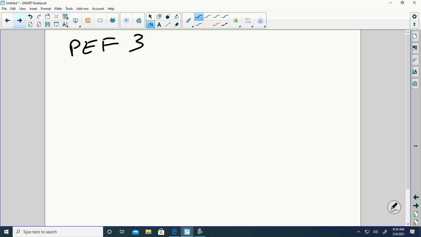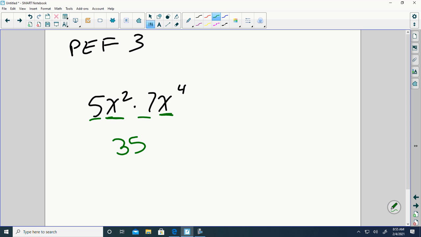So multiplication, distribute. Distribute is a form of multiplication. The first problem I gave you is 5x squared times 7x to the 4th. So now we're no longer adding and subtracting these. I'm going to multiply. So I'm going to multiply 5 times 7. I believe that's 35. Now watch this. I'm multiplying those x's together. Agree?